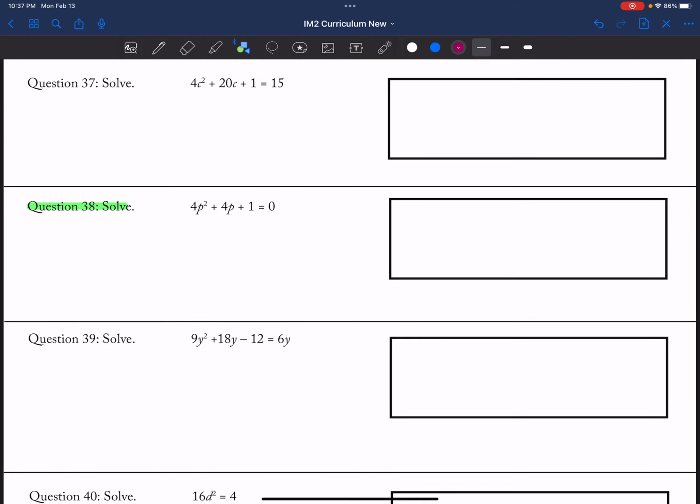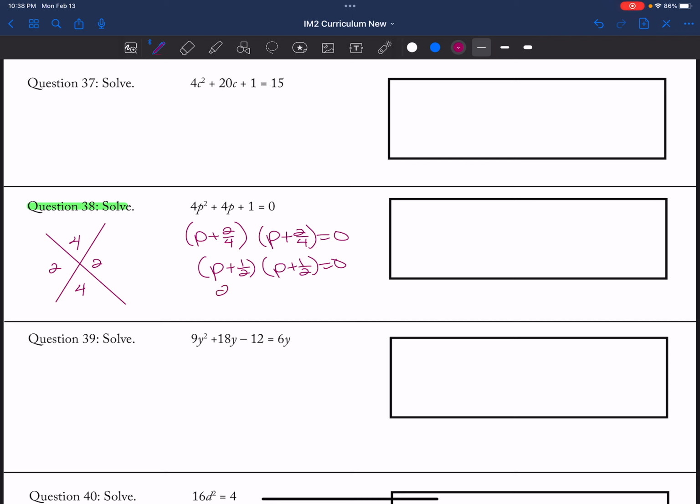And then again, 4 on the top, 4 on the bottom. So 2 and 2. So do it the right way, even though I know what it is. P plus 2 over 4, P plus 2 over 4 equals 0. So P plus 1/2, P plus 1/2 equals 0. So 2P plus 1, 2P plus 1 is equal to 0. So P is equal to negative 1/2.